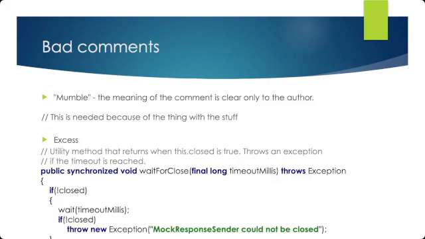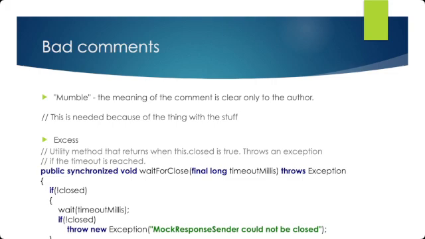Then, examples of bad comments. Not all comments help. Some actually make the code worse. Let's look at two types of bad comments. First of all, mumble comments. These are comments where the meaning is unclear and only makes sense to the author of the code, like in this situation. This does not help anyone. It's confusing and useless without extra context. If a comment does not make sense to someone else, it should not be there.